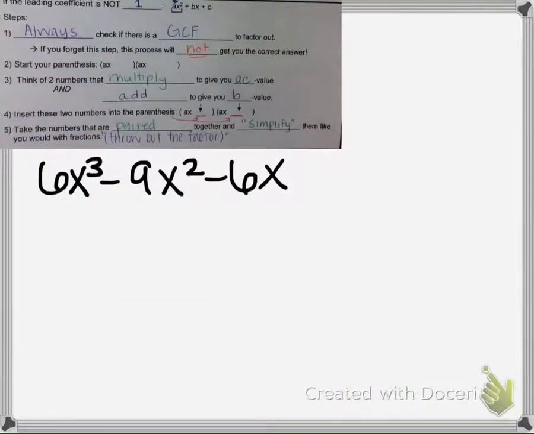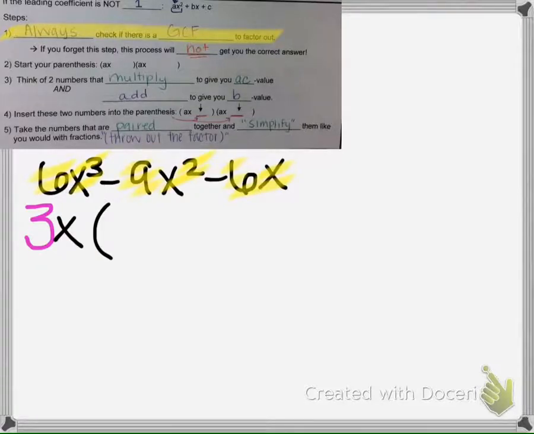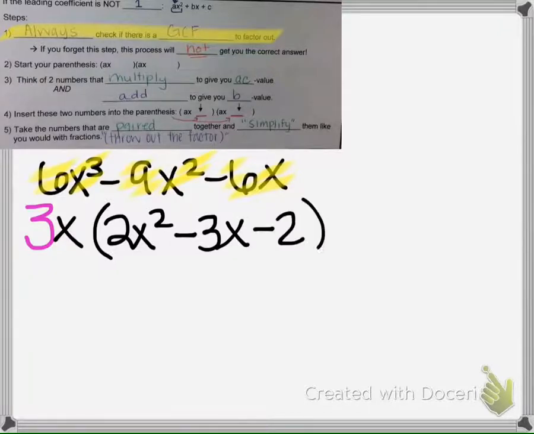Alright, let's try another one here. So first thing, see if there's a GCF. Is there a number that goes into 6, 9, and 6? And hopefully you're thinking 3. So we're going to pull a 3 out. And then they also all have x's in their terms. So I'm going to also pull out an x. And now 3x times 2x squared. And 3x times negative 3x. And 3x times negative 2 would be our factored form of this when we pull out the GCF.